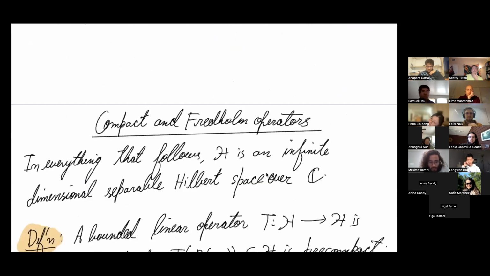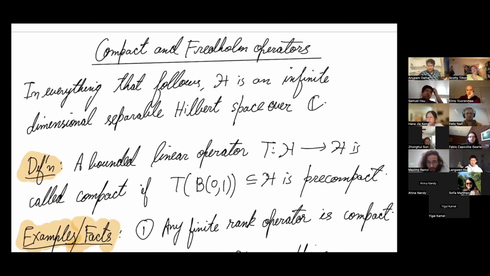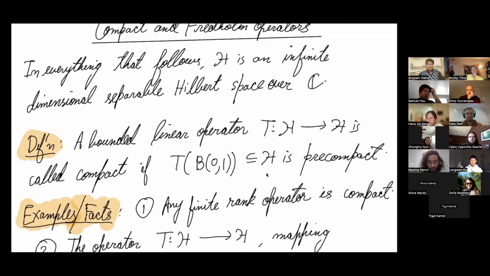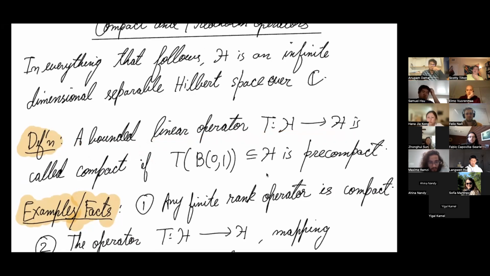Okay. So here's the setup. Every Hilbert space that I am going to talk about will be infinite dimensional, separable and over the complex numbers. And inside that, we want to look at a certain subclass of bounded operators from H to itself. In particular, a bounded operator is called compact if it sends the unit ball of the Hilbert space to a pre-compact set, meaning one whose closure is compact.